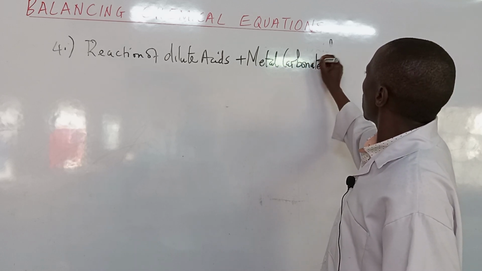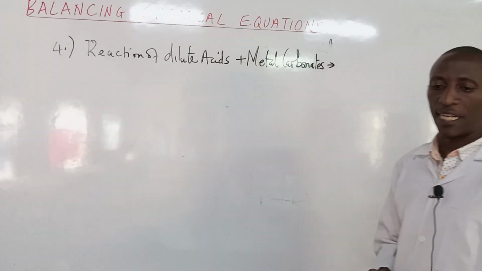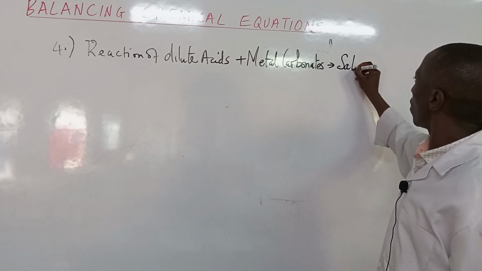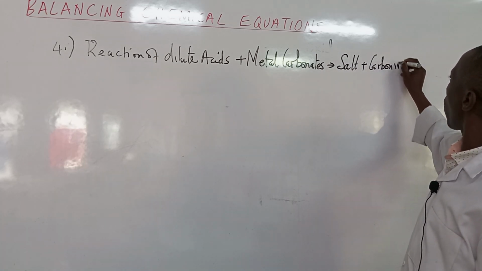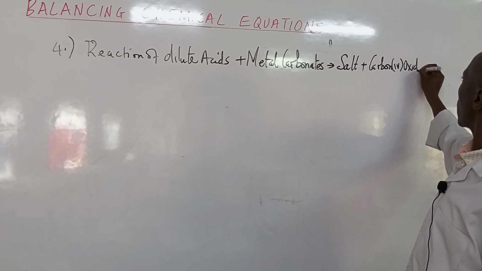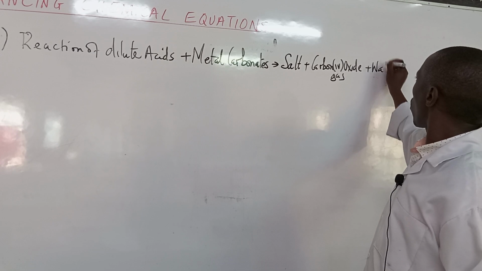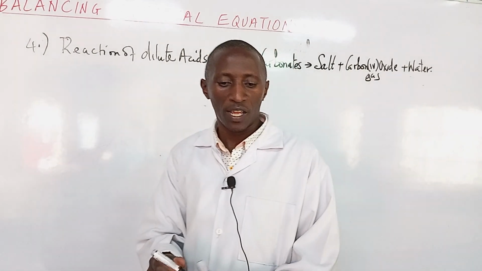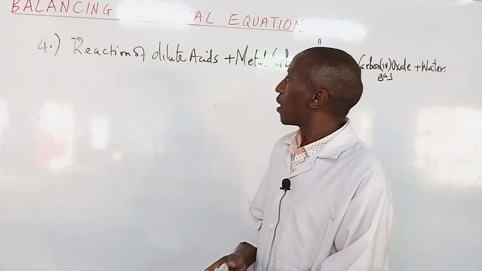Now, this is very interesting because we form 3 products. The first one being, we can put it here, salt, carbon 4 oxide gas, and water. 3 products are evolved. Straight away, let's look at number 1.